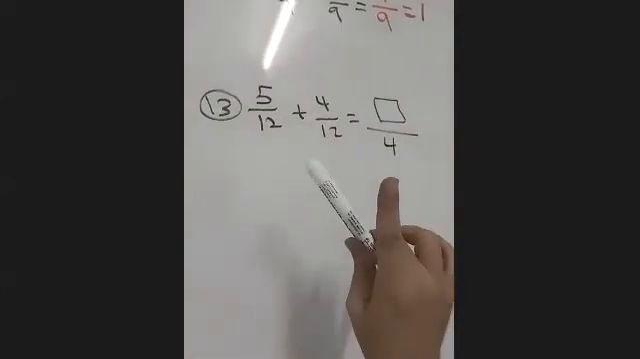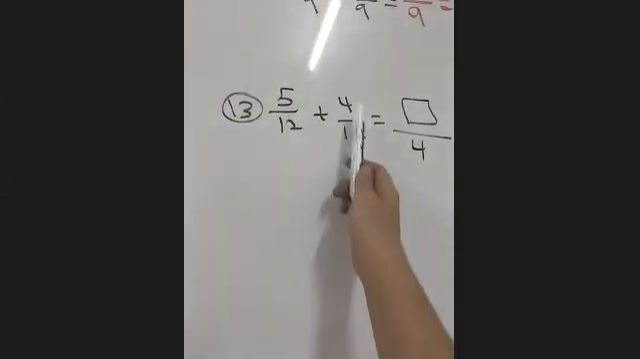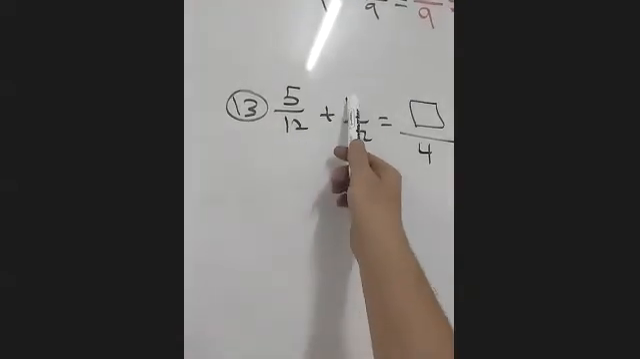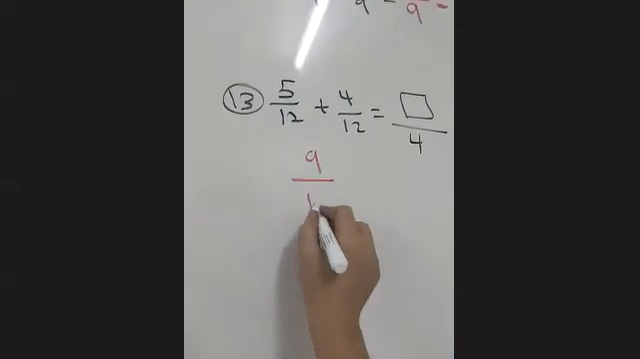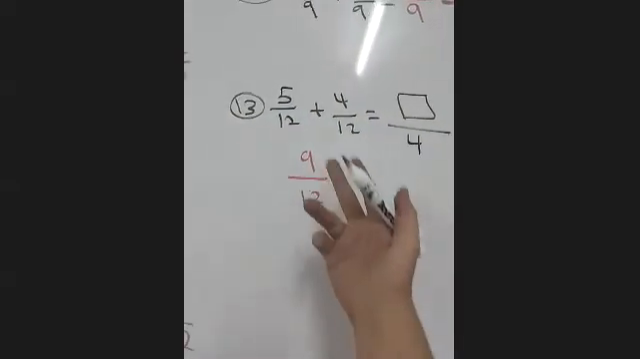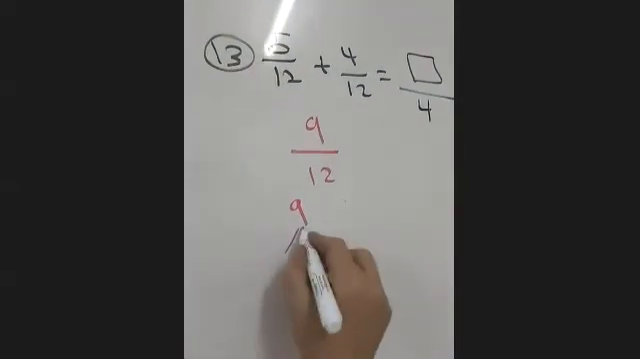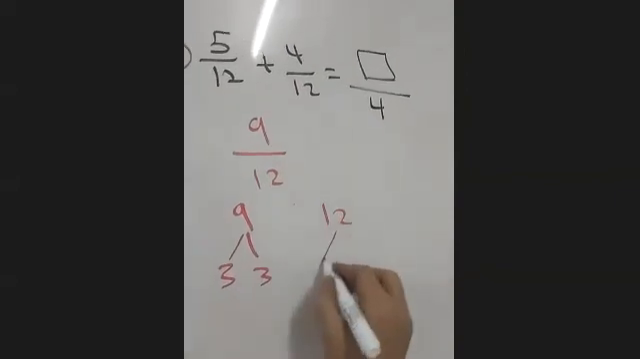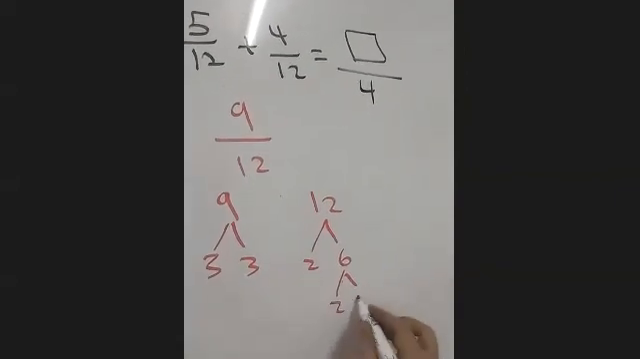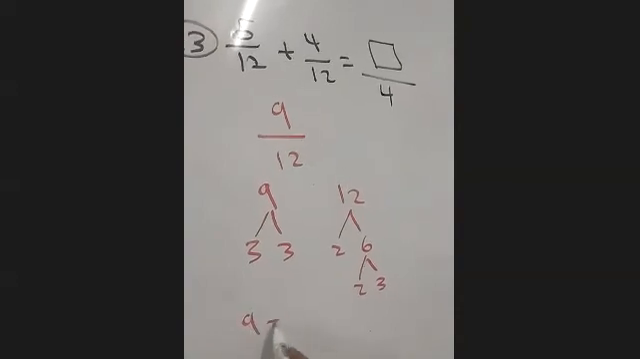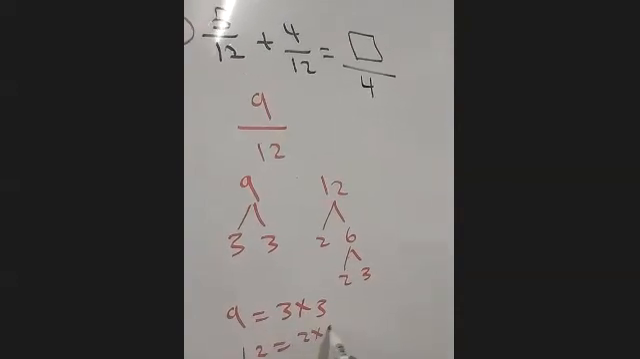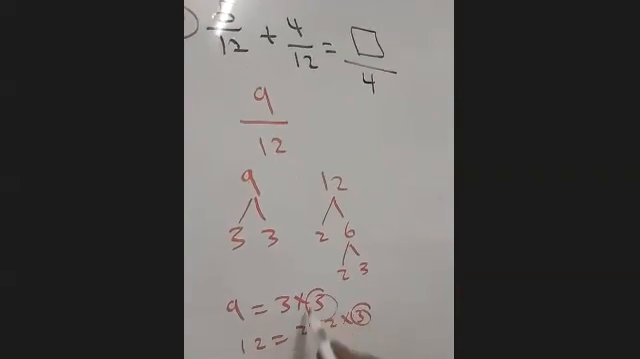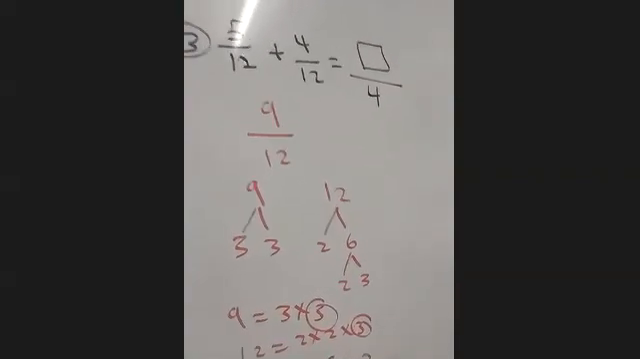Look, guys, and focus. Let's add these two fractions first. 5 plus 4 is 9, over 12, we take one denominator. Now we make simplest form of 9 over 12. The 9 is 3 by 3. The 12 is 2 by 6, 2 by 3. So the 9 equals 3 times 3. The 12 equals 2 times 2 times 3. So the GCF is what? It is 3.